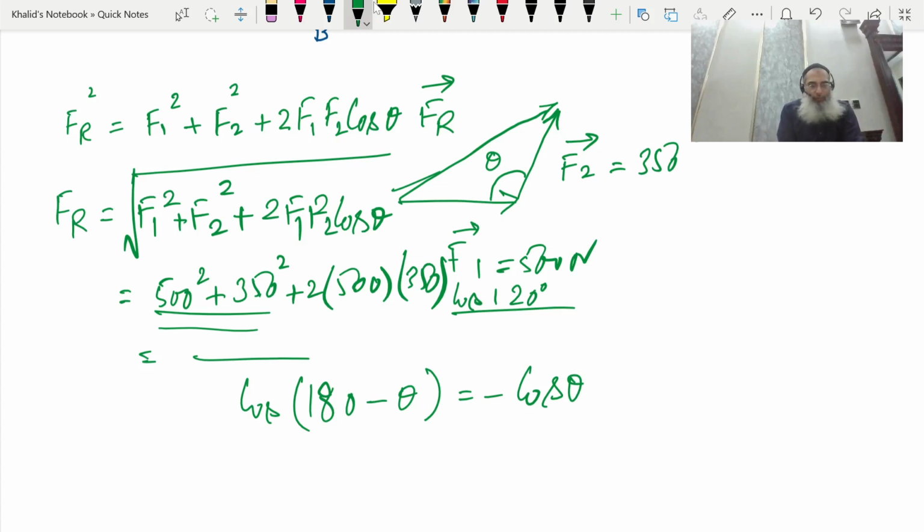So therefore, for the included angle, what happens? For example, if it is 70, then 110 is greater than 90 degrees, and this cos is negative. This angle is greater than 90 degrees. The other will be less than 90 degrees, and its cos will be positive.